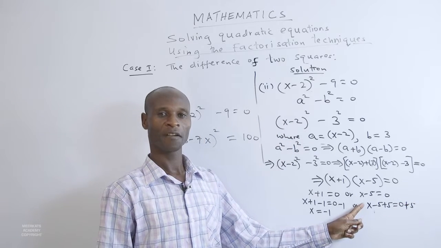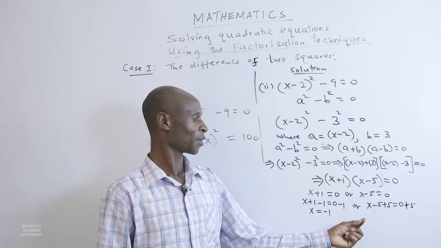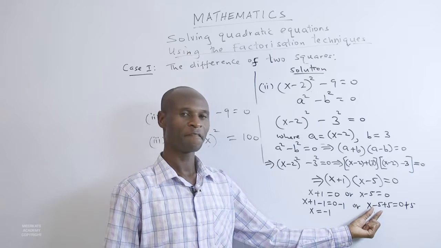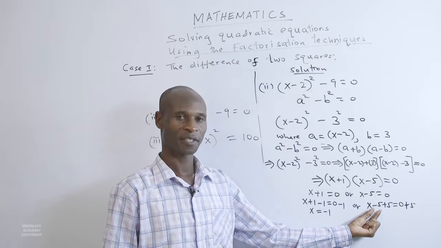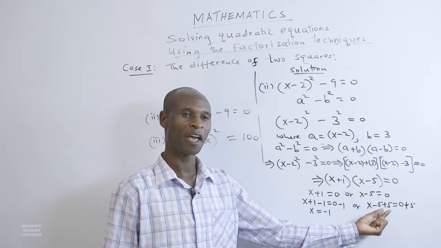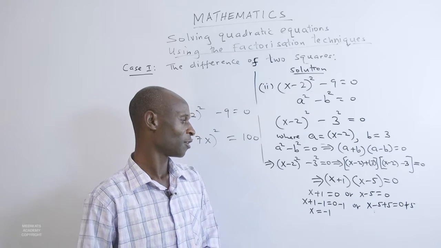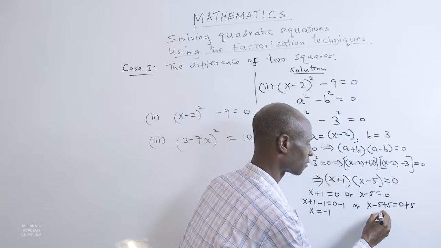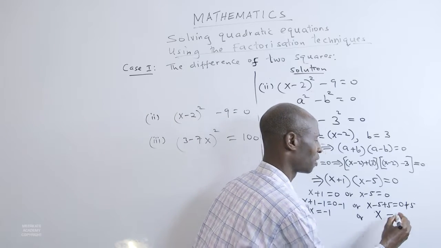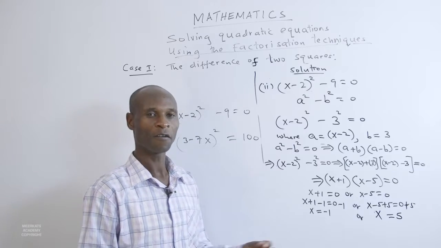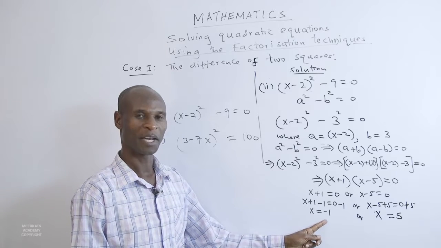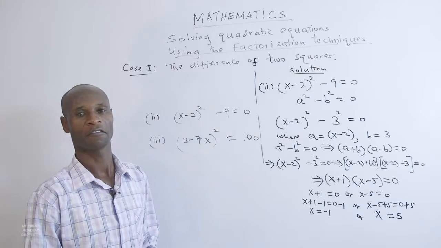Now, taking the second linear factor, x minus 5 is equal to 0, because the value of the constant term is minus 5, we add 5 so that we eliminate it on the left-hand side to make x the subject. So we shall have x minus 5 plus 5 is equal to 0 plus 5. On the left-hand side, we shall have x. Then on the right-hand side, we shall have 5, because 0 plus 5 is 5. And therefore, the solution to part 2 will be x is equal to minus 1 or x is equal to 5.